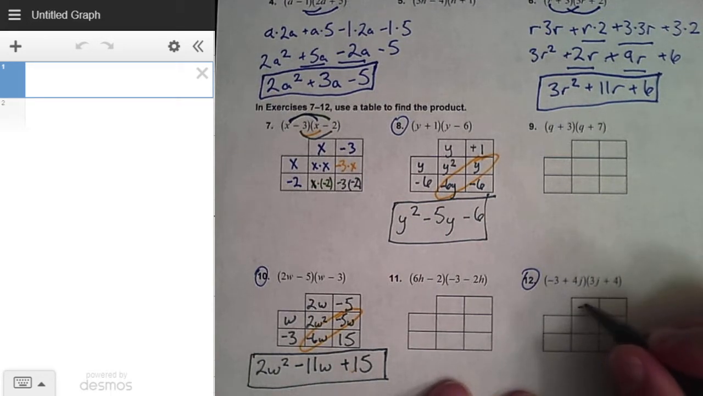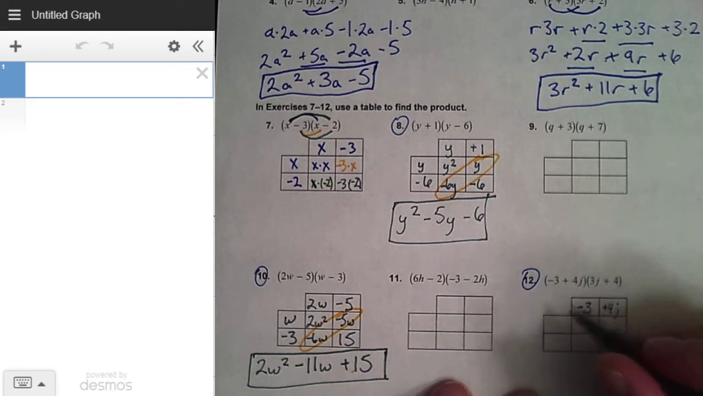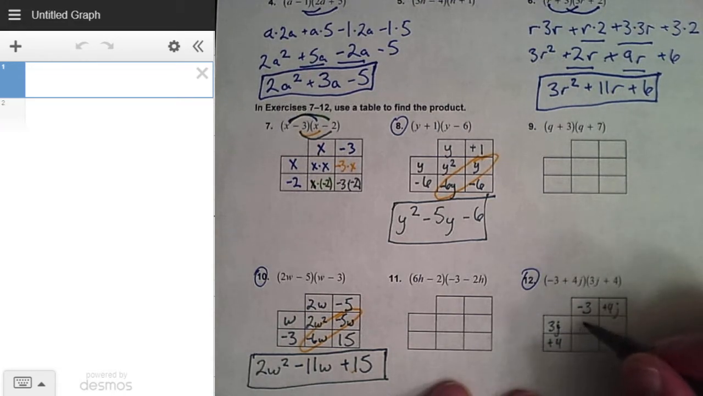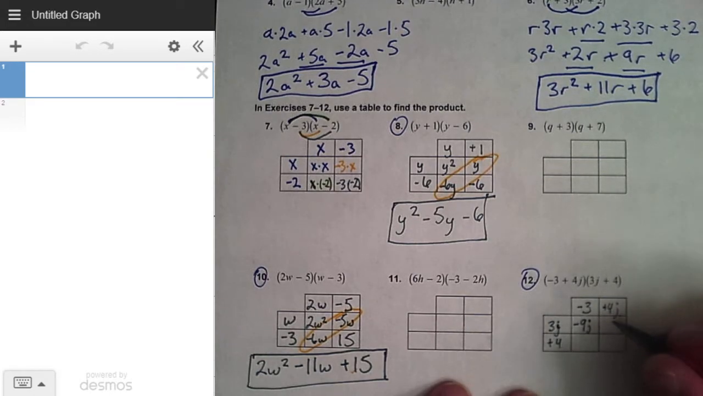So we have negative 3 plus 4j, and then we have 3j plus 4. So just this first box up here, 3j times negative 3, well, that's going to be negative 9j. 3j times 4j, well, 3 times 4 is 12. J times j is j squared. Negative 3 times 4 is negative 12. 4 times 4j is 16j.